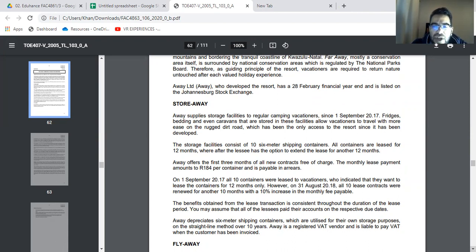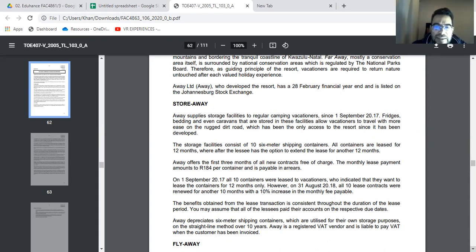The storage facilities consist of 10 6-meter shipping containers. All containers are leased for 12 months, whereafter the lessee has the option to extend the lease for another 12 months. Storeaway offers the first 3 months of all contracts free of charge. The monthly lease payment amounts to R184 per container and is payable in arrears.